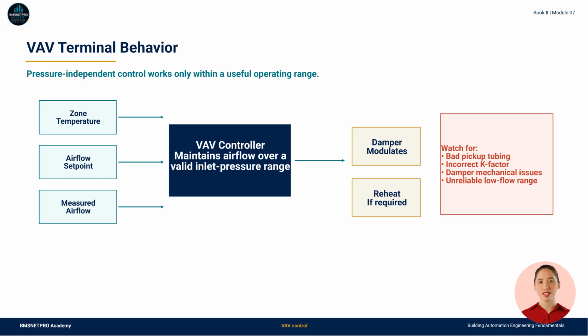If a box is calling for 1000 CFM and reports 650 CFM with the damper fully open, do not immediately raise the system pressure. Check inlet pressure, tubing, pickup condition, flow coefficient, damper linkage, upstream restrictions, and whether the airflow is below the reliable sensor range. The VAV box is part of a system, not an isolated device.